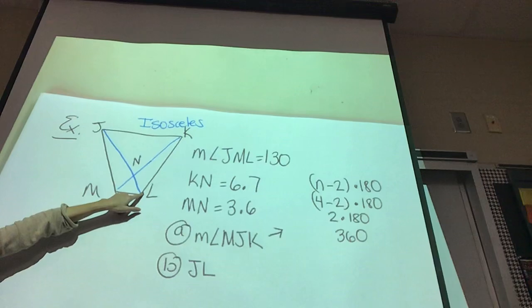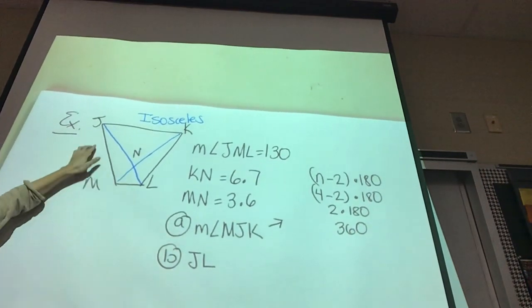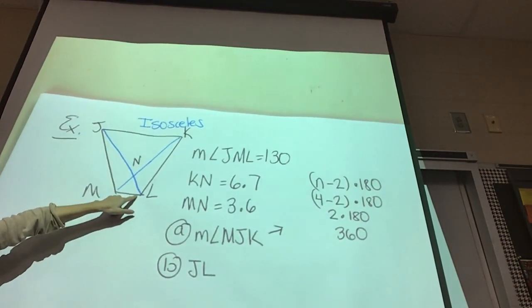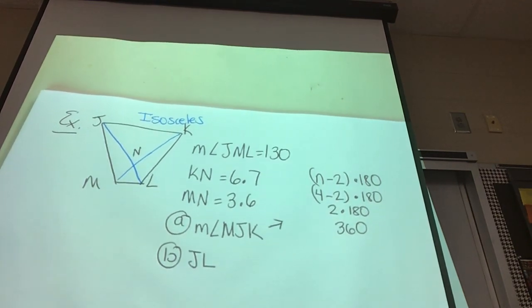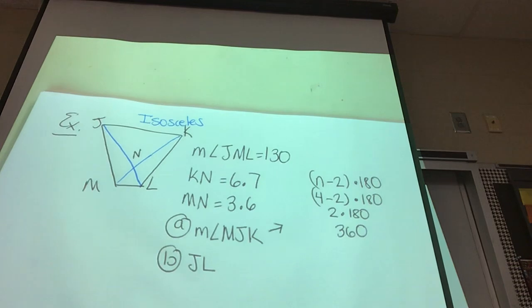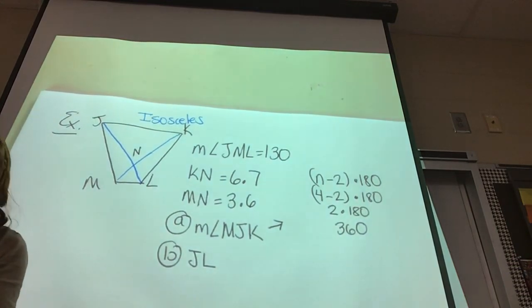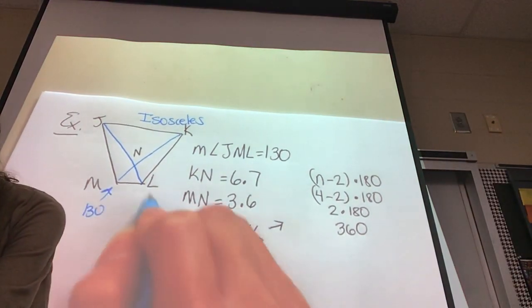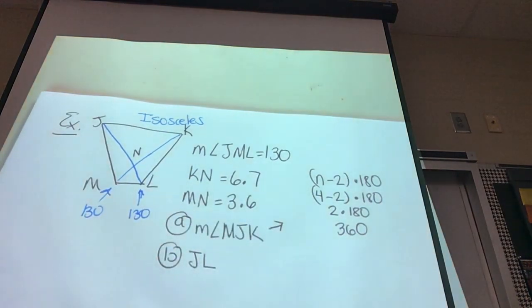That one. Because what did I tell you? The two base angles side by side here, these two would be the same, and these two would be the same. So if this is 130, that's also 130. Okay? So I already know 2 of them. I know this is 130, and I know this is 130, simply because I know it's isosceles.